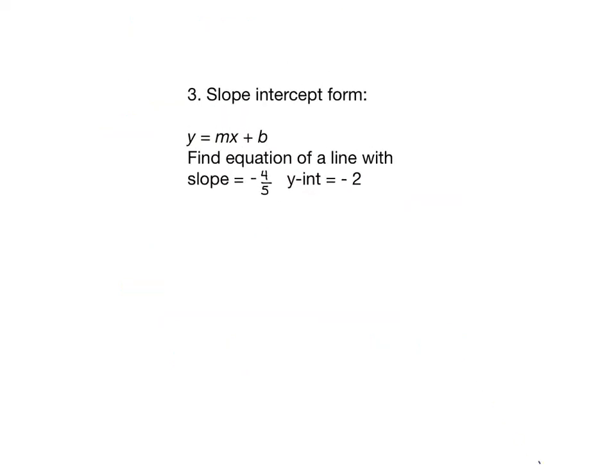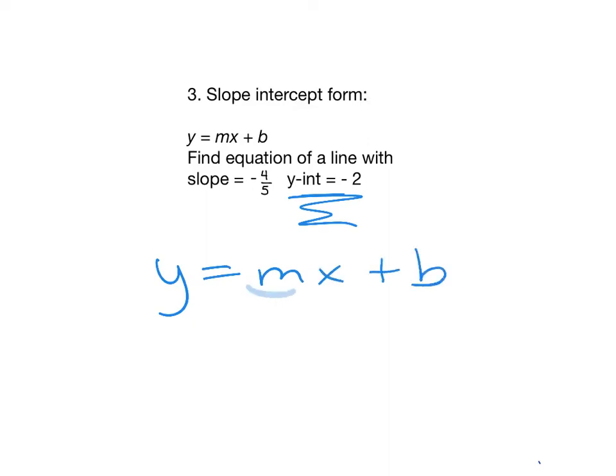Next one is asking us, now it's specifying. It wants it in slope-intercept form. Remember, it's y equals mx plus b. Remember, the b is the y-intercept. So this one's easy. All I have to do is take out the letter m and the letter b and replace it with what was given to me. So this becomes y equals negative 4 over 5x minus 2.